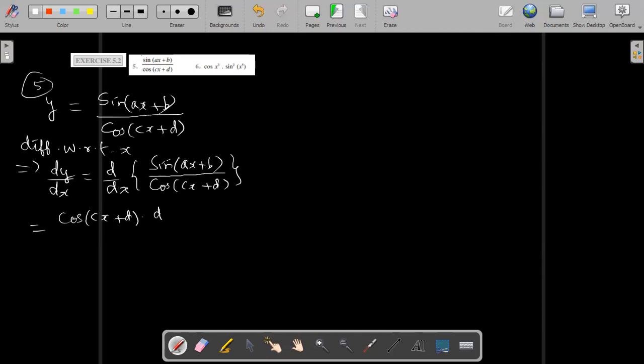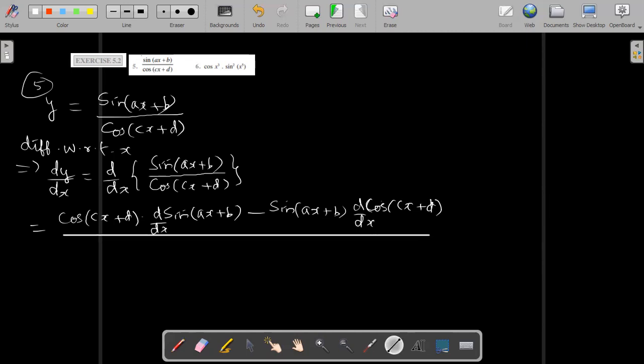and then differentiate d by dx of sine ax plus b, minus: leave sine ax plus b and differentiate d by dx of cos cx plus d, and this is divided by cos square cx plus d.